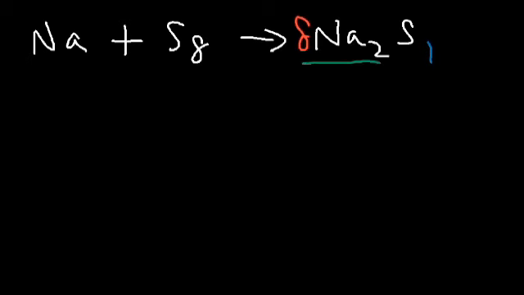How many sodium atoms do we have on the left side? 8 times 2 is 16. I meant to say on the right side, not on the left side. So we have 16 sodium atoms on the right side. That tells us that we need to put a 16 in front of Na. And now the reaction is balanced. So the coefficients are 16, 1, and 8.